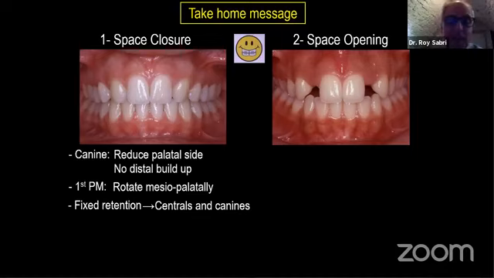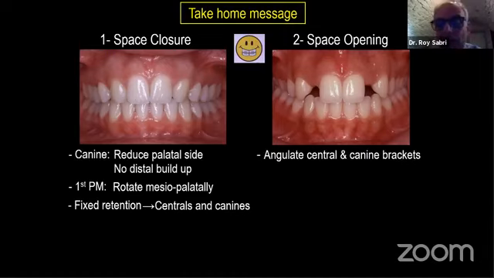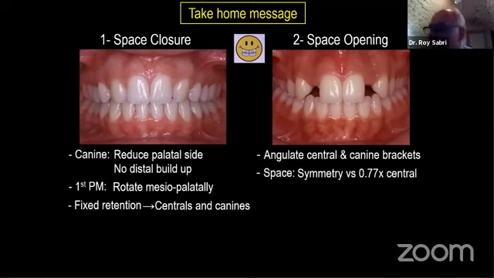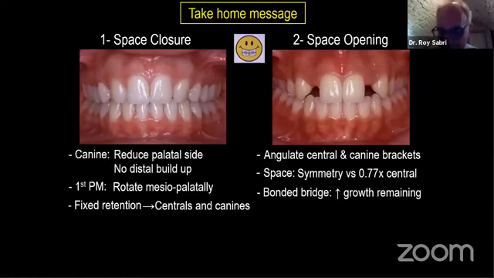Always use a fixed retainer. Spaces always want to reopen. There is no transseptal fiber between these. The space will reopen. For space opening, angulate the bracket from day one because you want to separate the roots from day one. Take progress PAs. PAs are enough for root parallelism during treatment. Take progress films. Don't wait till the end. How much space? Symmetry is more important than the rigid 7 millimeters or 6.5.